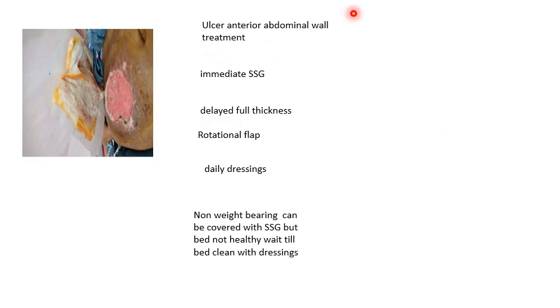Okay, next. Ulcer on the anterior abdominal wall, not weight bearing. Have a look. What will you do? Immediate SSG? At this time that the image is being presented to you, would you put an SSG? Delayed full thickness, rotational flap, or daily dressings. This is a non-weight bearing area. I've told you it's in the abdominal wall. It can be covered with an SSG, but not now. Daily dressings, let the ulcer develop healthy granulation tissue, then you can go for an SSG. So it's not an immediate SSG. So your answer will be daily dressings. Clear?